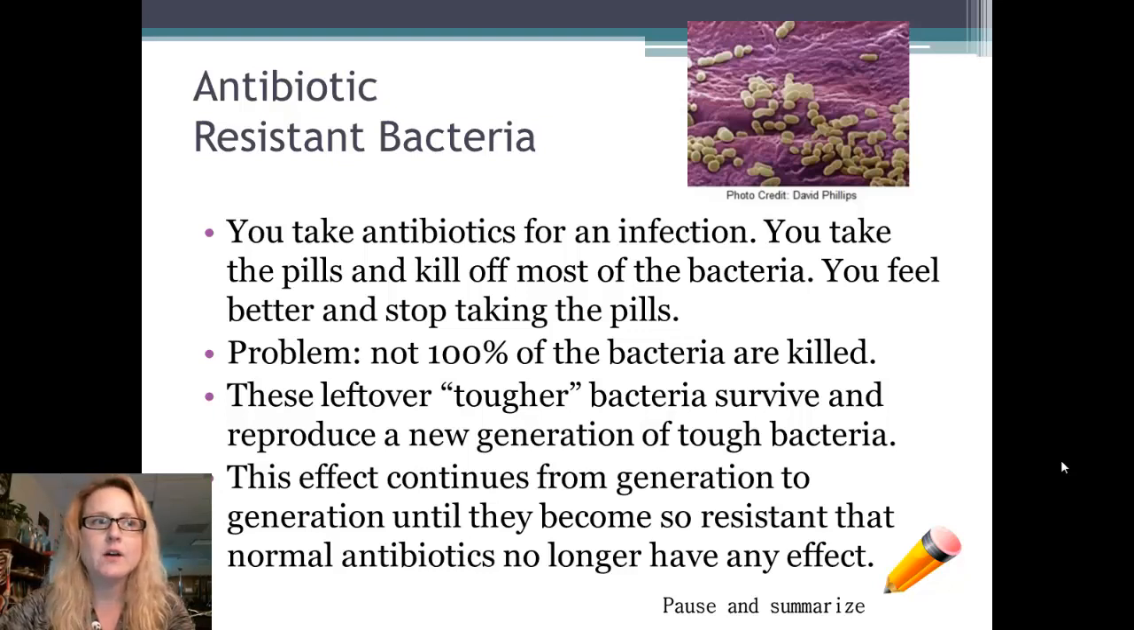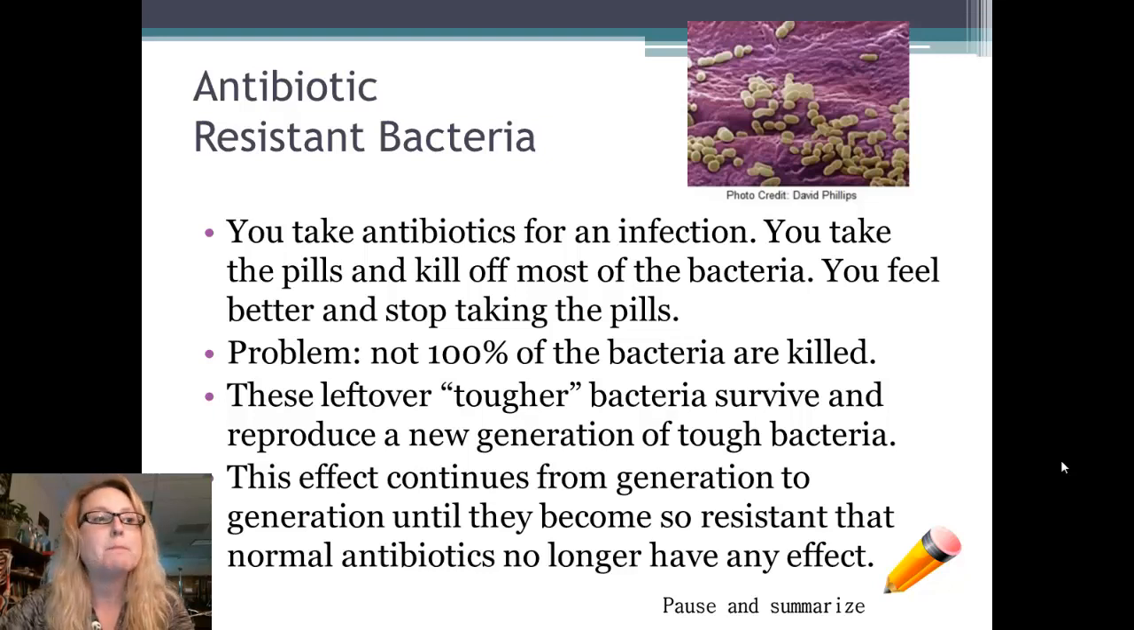So how do antibiotic-resistant bacteria evolve? The process is quite simple. Say you have an infection and you are prescribed a treatment program consisting of antibiotics. You take the pills and they kill off most of the bacteria to the point where you're feeling better, so you stop taking the antibiotics. However, not 100% of the bacteria was killed.